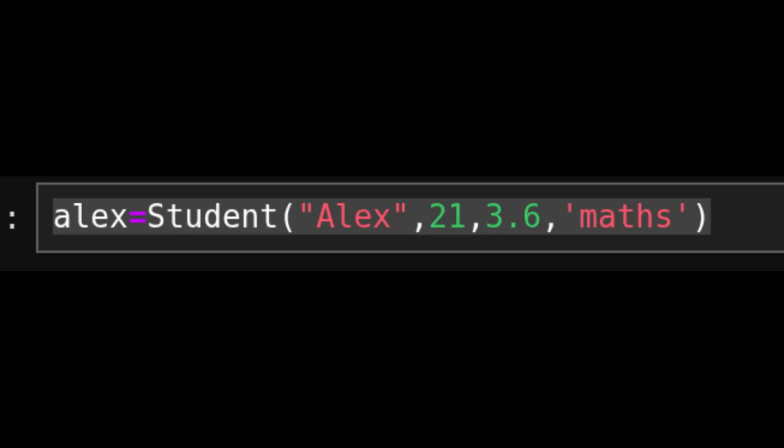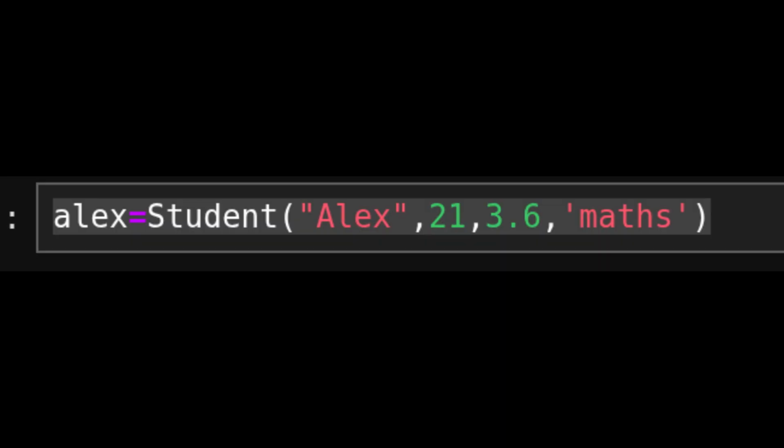First, we create a variable called Alex. On the right-hand side, we write Student. This tells Python to create a new object from the Student class. Now we supply the information required by the constructor.